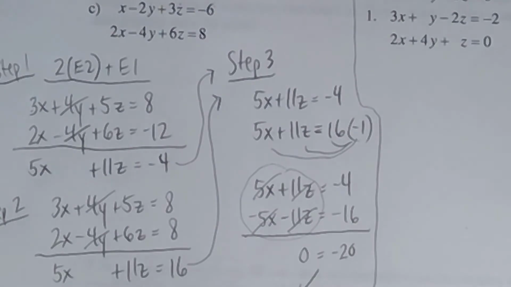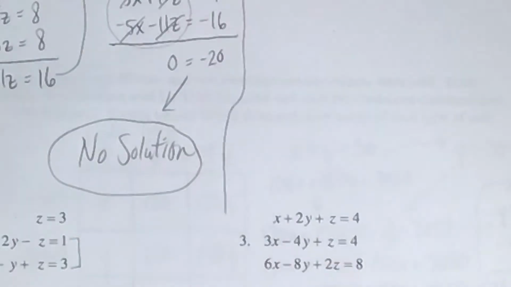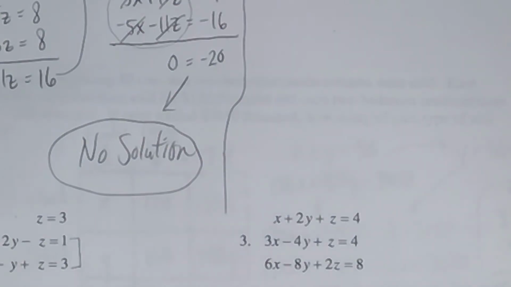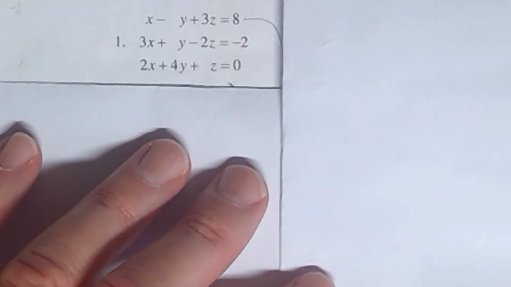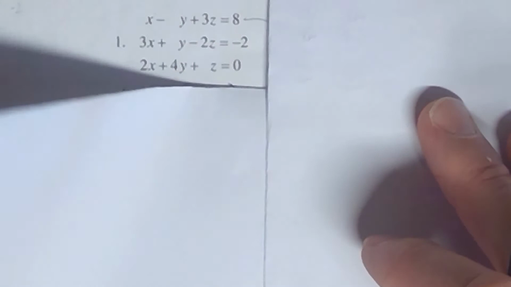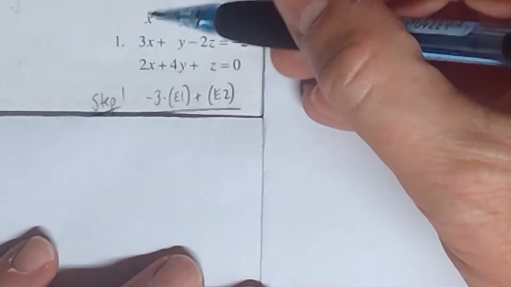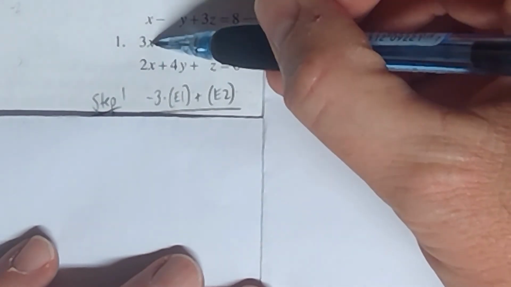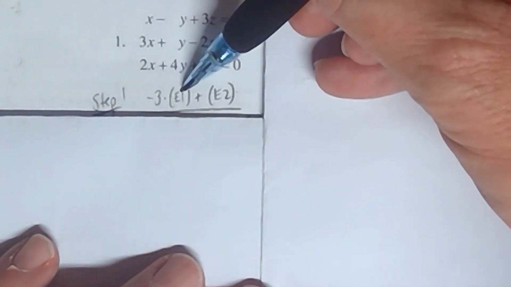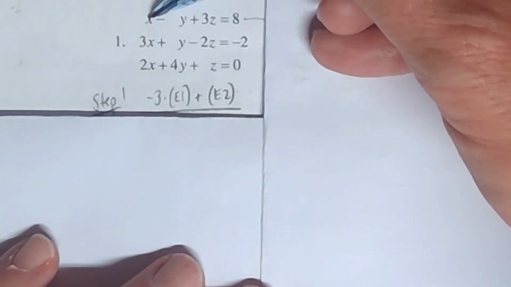Please try those 3 problems. Hit the play button when you're done. We'll see how it turns out, and we'll wrap up this chapter. All right, let's take a look at number 1 here. We've got a lot of choices, but I decided to eliminate the x's from the first and second equations by multiplying the first one by -3, so that I would get what?